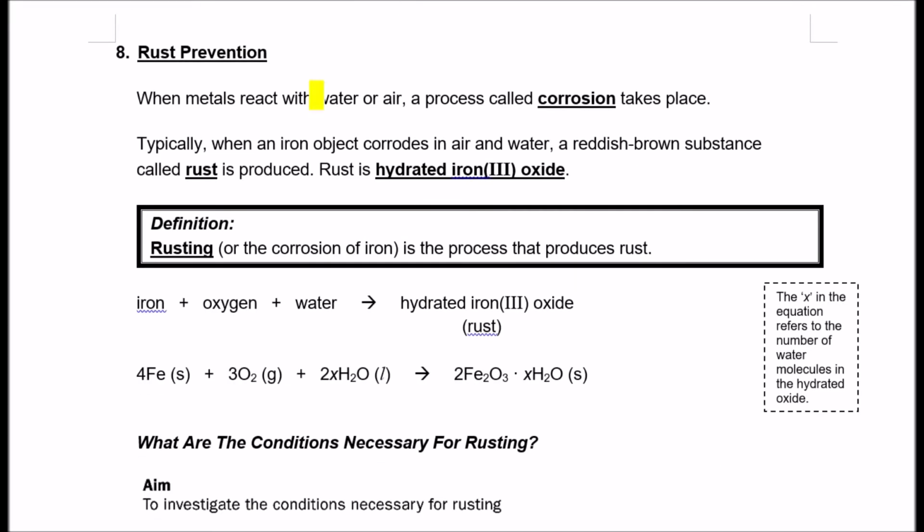For rusting, two things need to take place. Rusting requires water and air, and it's actually a form of corrosion where you'll form a reddish brown substance which is hydrated iron 3 oxide.